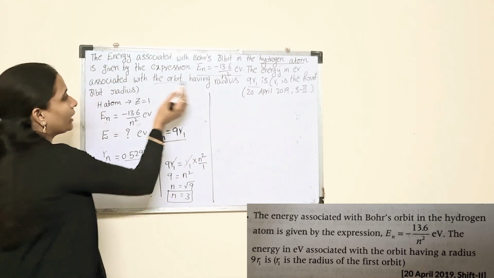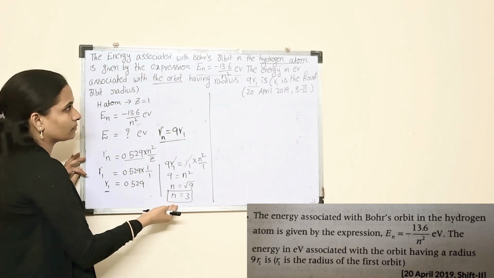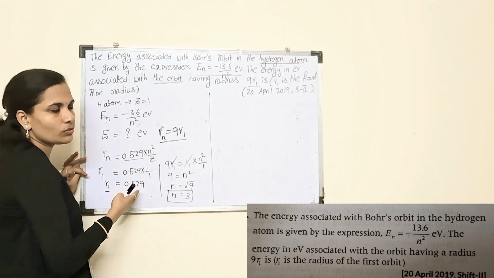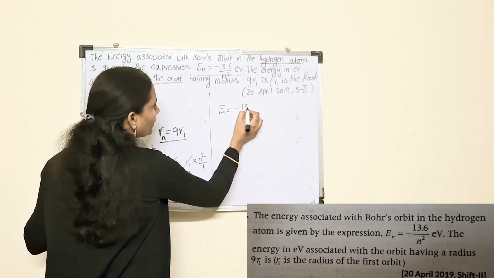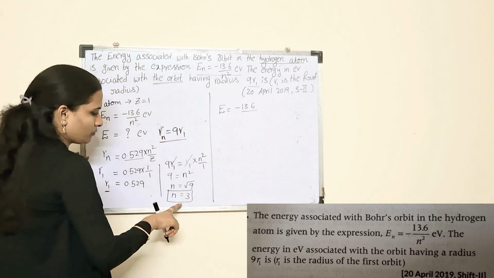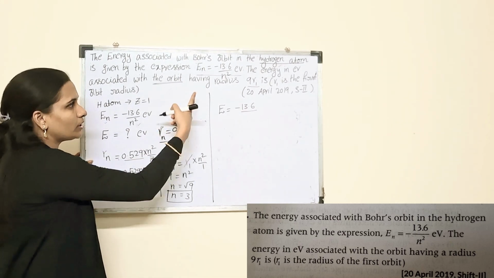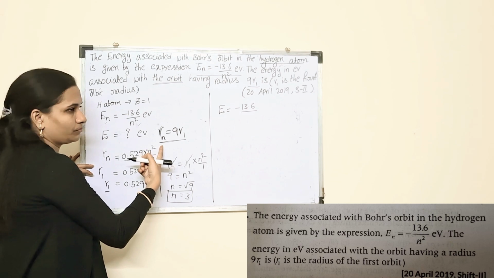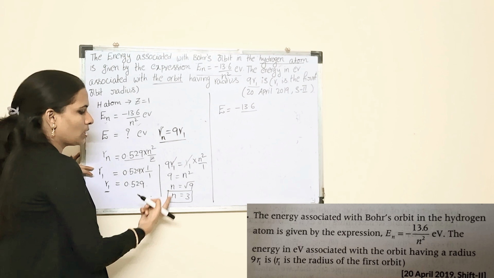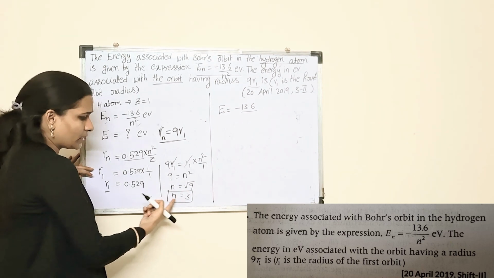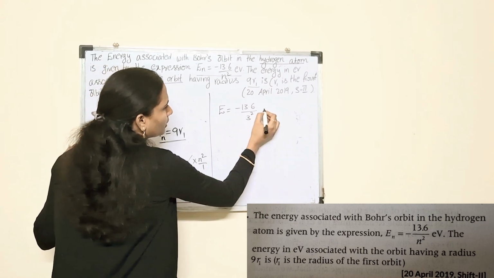Then what are they asking? The energy in electron volts associated with the orbit. The orbit is the third orbit. The energy formula is given: minus 13.6 by n square. We calculated the third orbit based on the given information that the radius of the orbit is 9 times the radius of the first orbit. So the n value is 3, giving 3 square electron volts.